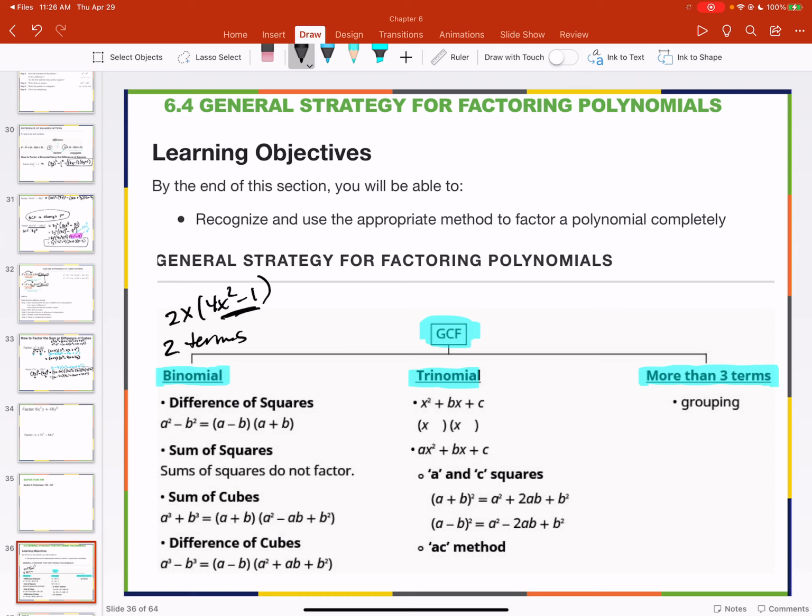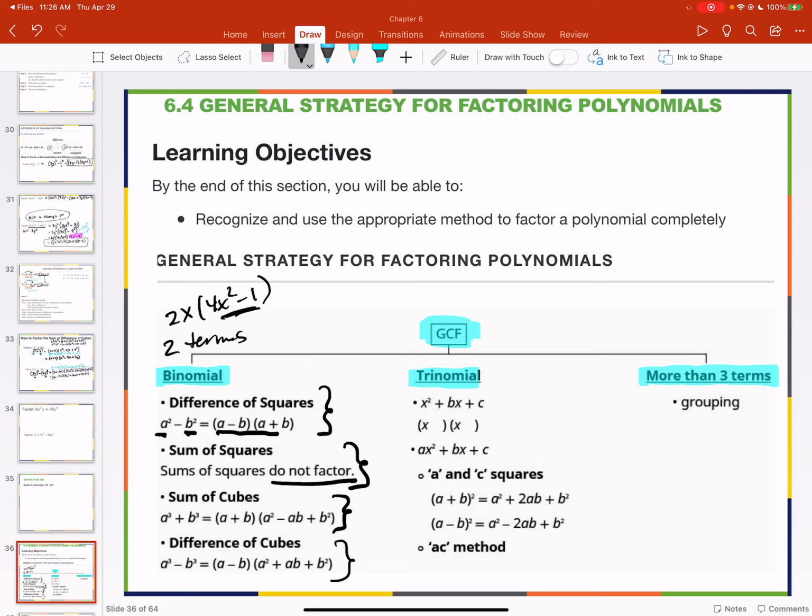So it could either be a difference of squares. If it's 2 squares being subtracted, then you follow this pattern. It could be a sum of squares. If it's a sum of squares, it's not factorable, so you stop. If it's a sum of cubes or a difference of cubes, these are the formulas for that.